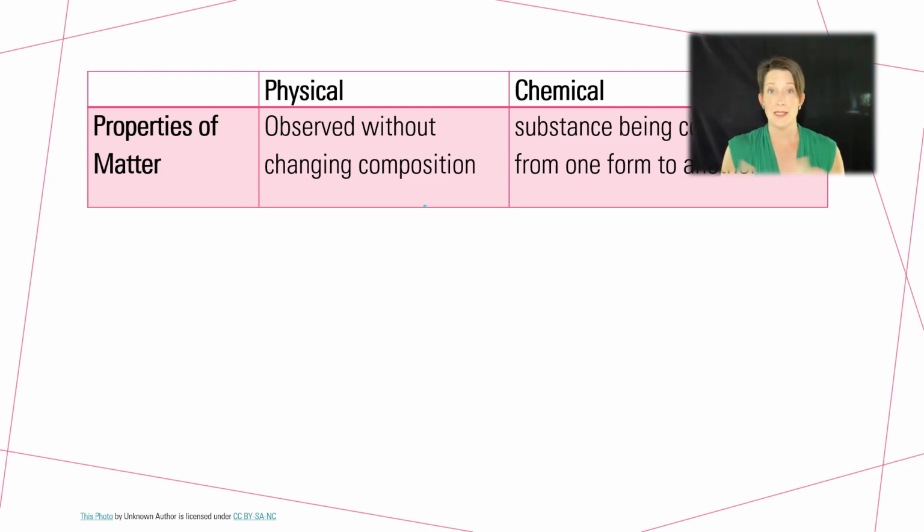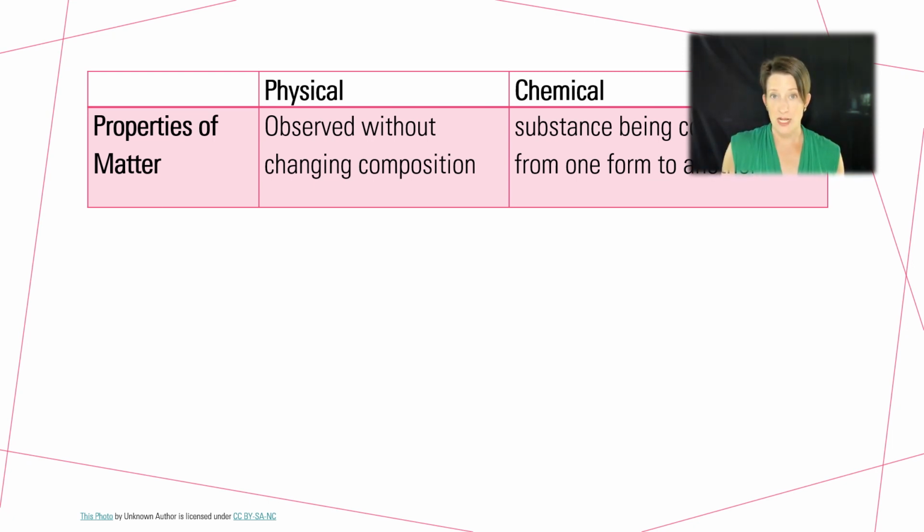When looking at properties of matter, there are two categories, physical and chemical. Physical means we can observe and measure these properties without changing the compound or the substance with which we are working. Whereas chemical properties mean that, depending on what it's interacting with, the substance can be changed when exposed to those specific properties.